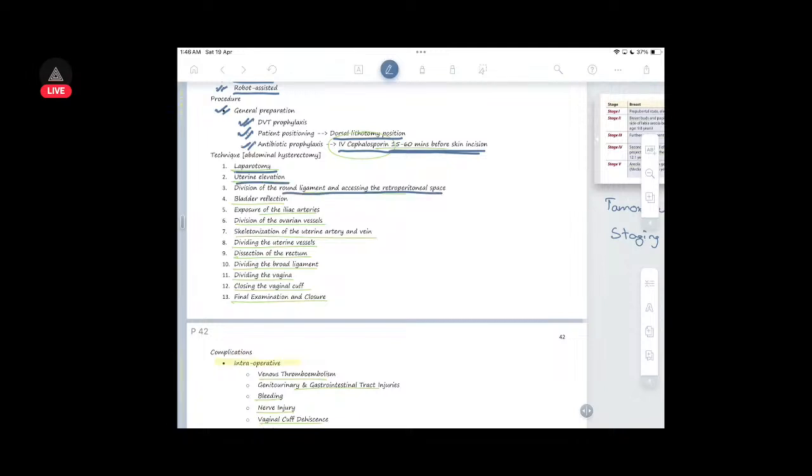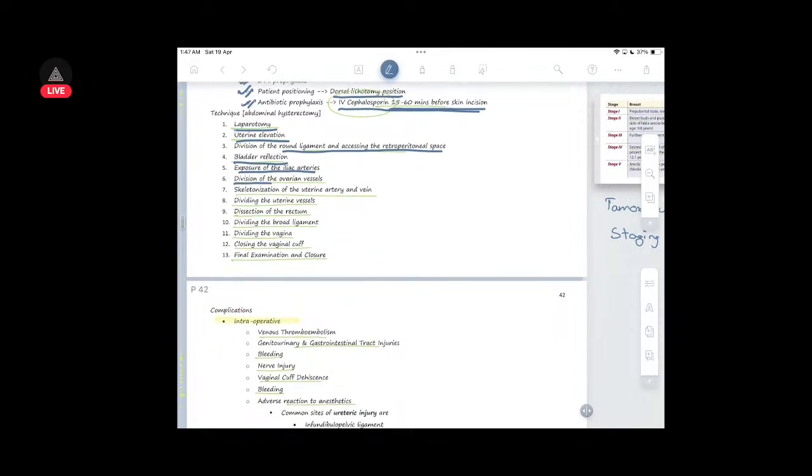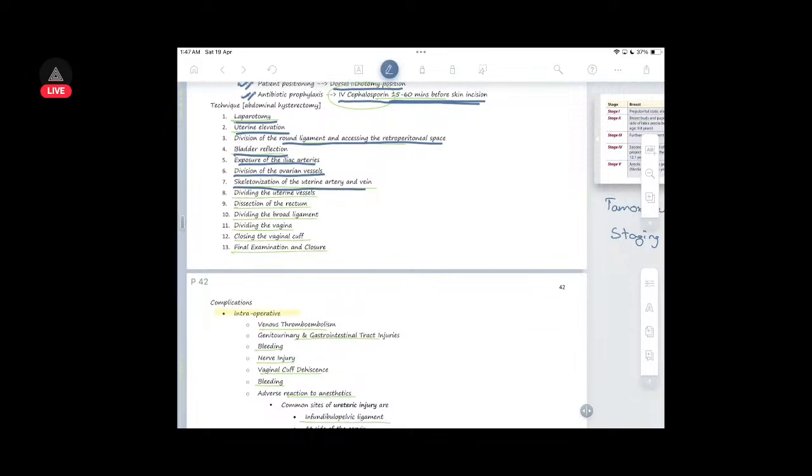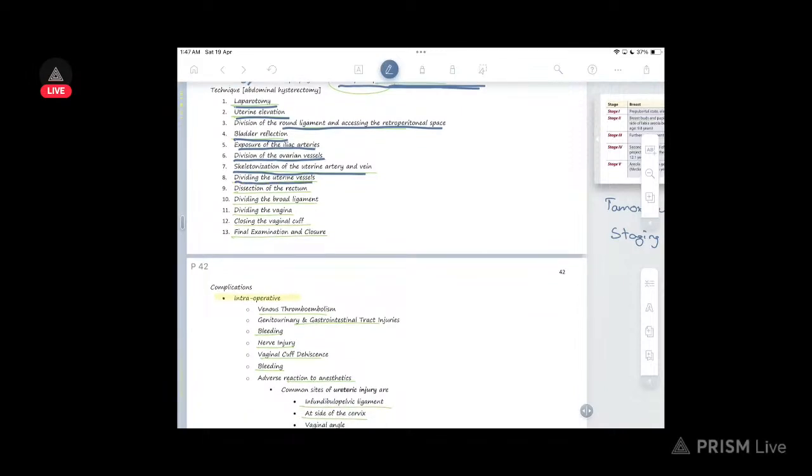So first you do laparotomy, uterine elevation, then round ligament access. You have to access the retroperitoneal space. You have to do bladder reflection, expose the internal iliac artery, divide the uterine vessels and skeletonize the uterine artery, dissect the rectum, divide the broad ligament, divide the vagina, close the vaginal cuff, and you have to do final examination and closure.